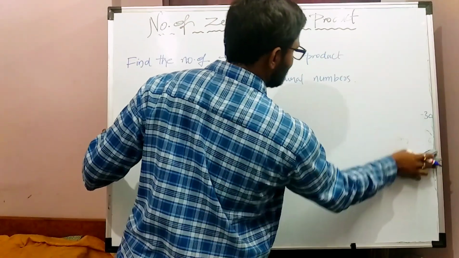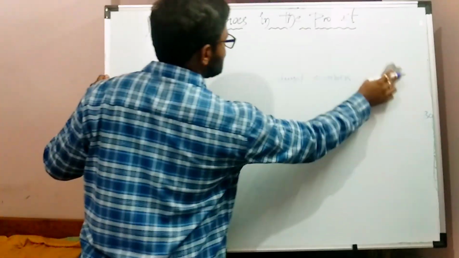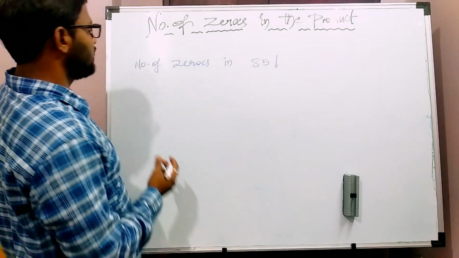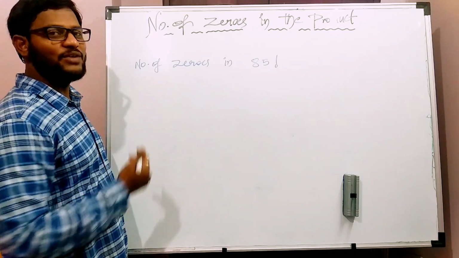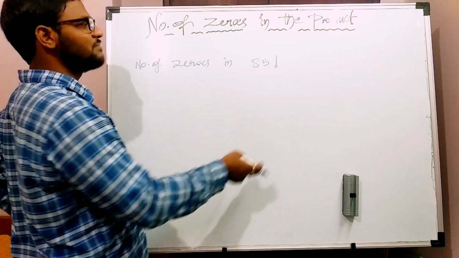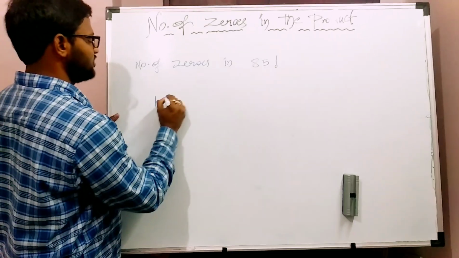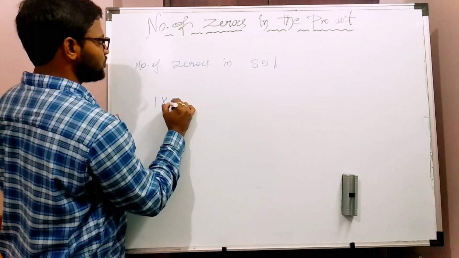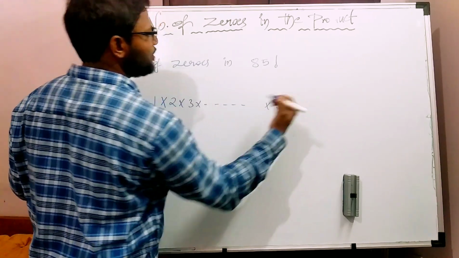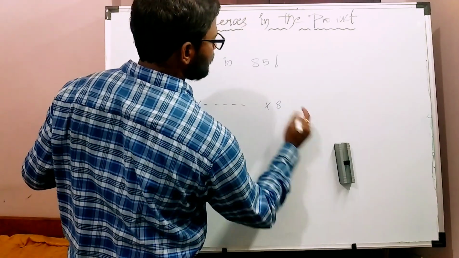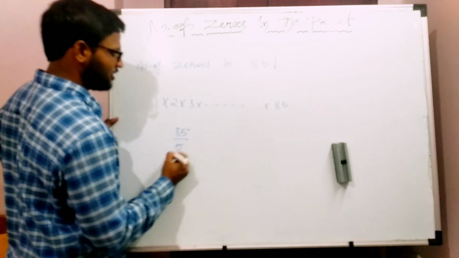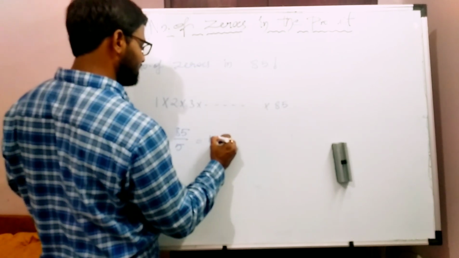So directly I will tell you the number of zeros in 85 factorial. What is meant by factorial? The product of natural numbers from 1 to 85. That means if we expand this 85 factorial, 1 into 2 into and so on up to 85. So to know the number of zeros in this product, divide this 85 by 5. What is the result? 17.